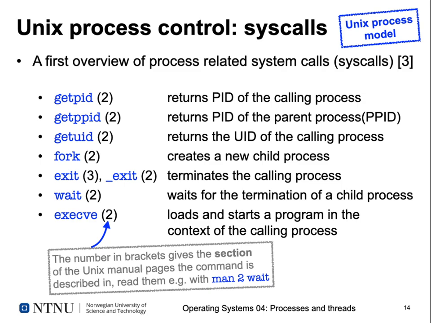So you'd have a man page, for example, in section 1, which describes the shell command wait, and a man page in section 2. So by giving this number here, you know you're getting the man page which describes system calls, so the system call for wait.